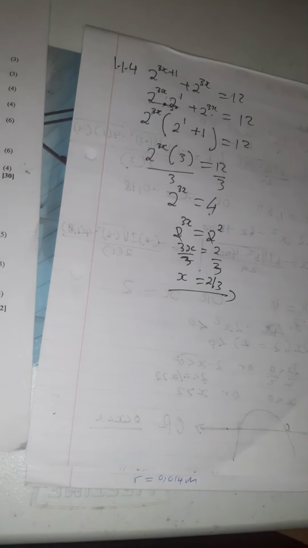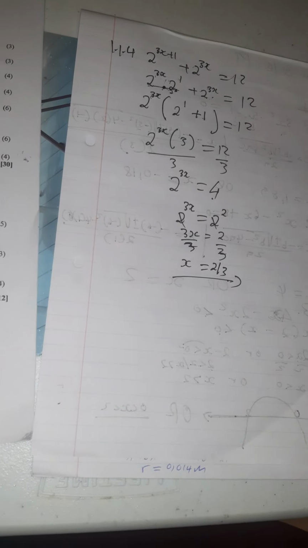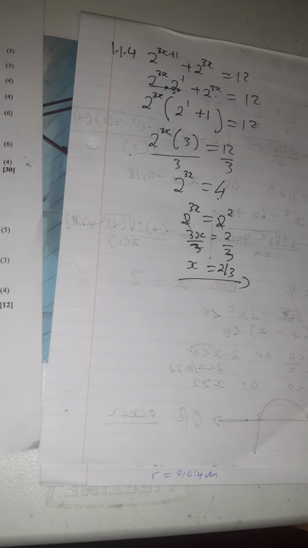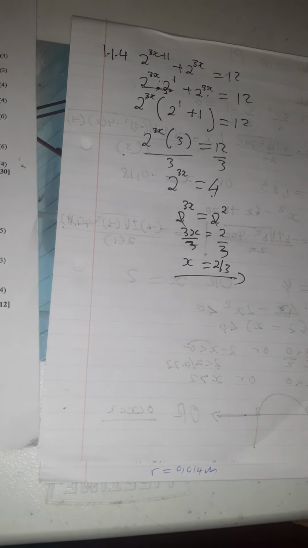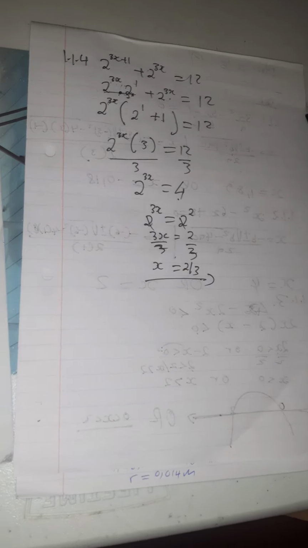You understand? So that's how you must do it. Don't confuse yourself. If you have same bases or different bases multiplying each other, you group exponents, you add exponents. When they are adding or subtracting, you split them and then check what's common and do your maths as I did there. You understand? So let's go to the next question.